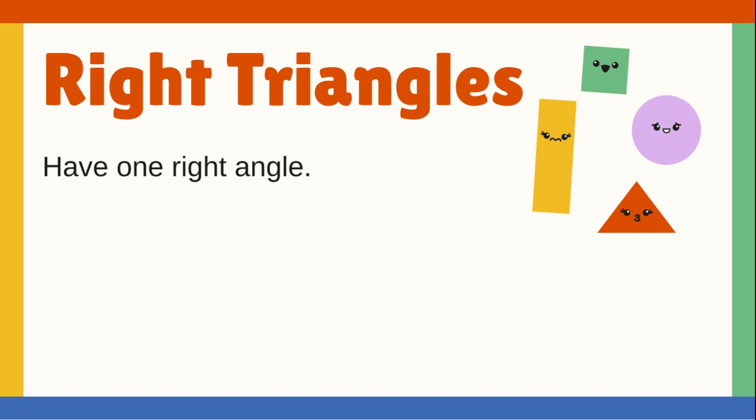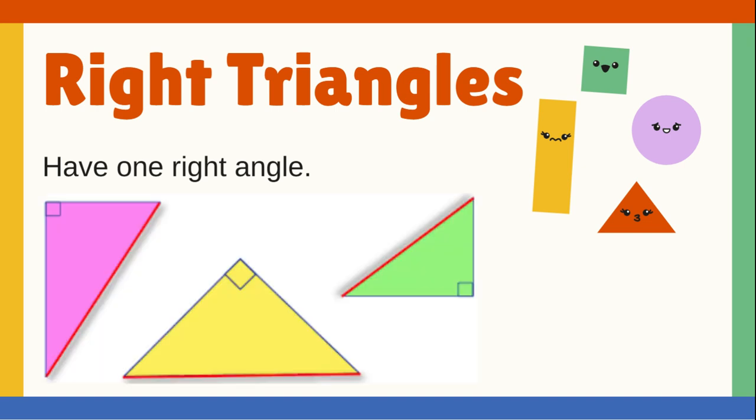Okay, so then we're going to combine some things that we learned. So right triangles, if you think about what the name sounds like, it's called a right triangle because it has a right angle in it. So here's some examples of that. You notice they're not all exactly the same, but they all have a right angle.